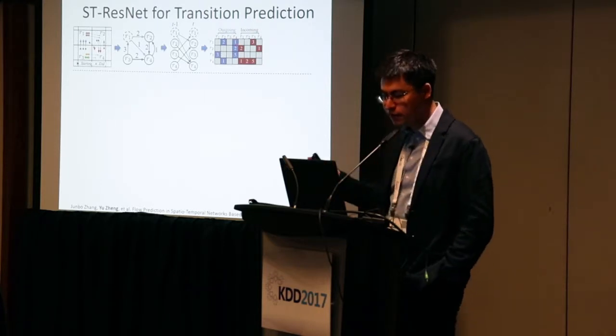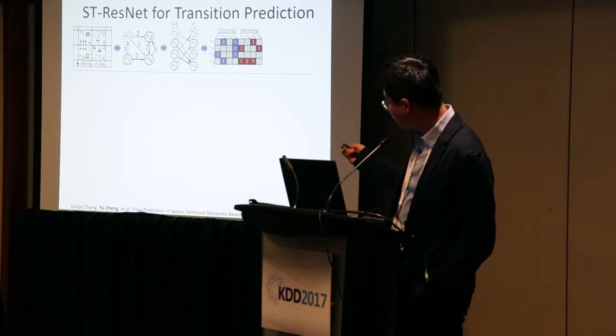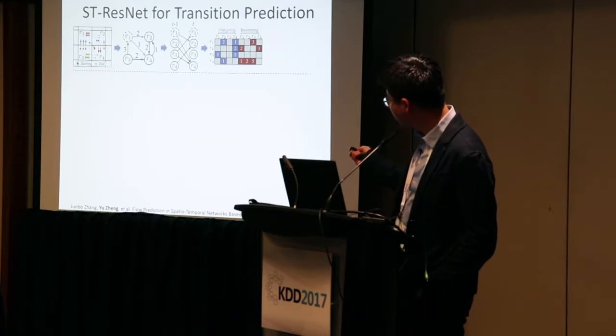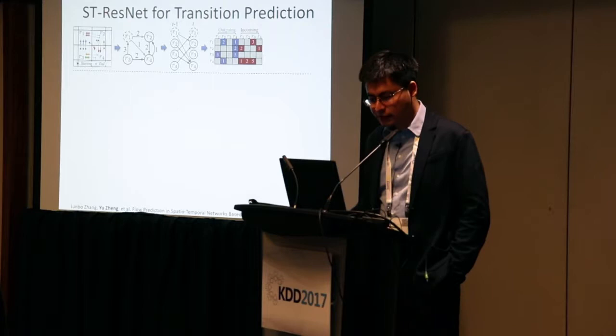So you can basically transfer the transition between regions into a matrix, where each row stands for one region, and the first 4 columns stand for the flow departing from the region and entering into the corresponding region. And the second 4 columns denote the number of flow arriving at the region from other regions.